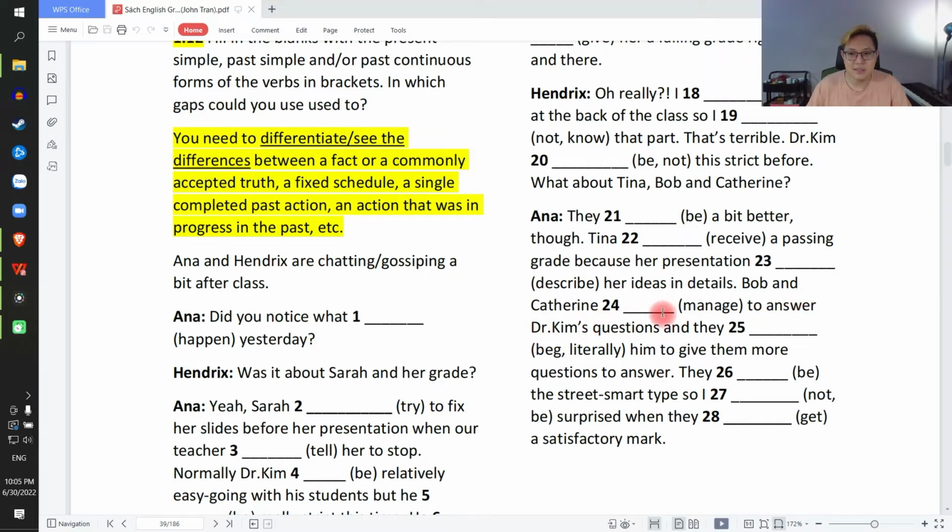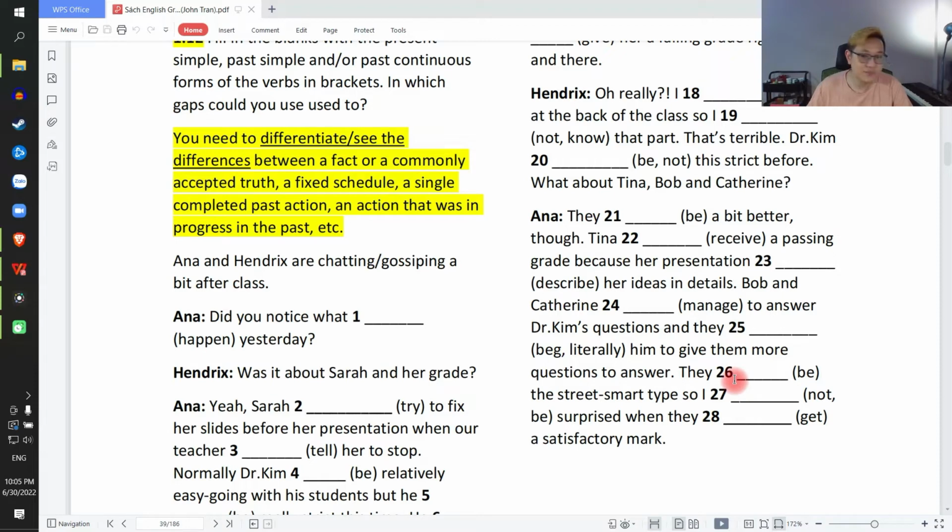Bob and Catherine managed to answer Dr. Kim's question. Bob và Catherine đã cố gắng mà trả lời được những câu hỏi của Dr. Kim. And they were literally begging him to give them more question to answer. Và họ đã thiệt là lạy lục ổng luôn á. Giống như là kiểu mà năn nỉ lạy lục ổng để cho họ thêm câu hỏi để trả lời.